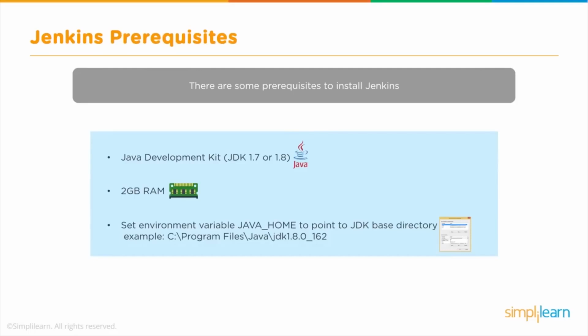Alright, so the prerequisites for running Jenkins. As I mentioned earlier, Jenkins is nothing but a simple web application that's written in Java. So all that it needs is Java, preferably JDK 1.7 or 1.8. 2 GB RAM is the recommended RAM for running Jenkins. And also, like any other open source toolset, when you install JDK, ensure that you set the environment variable JAVA_HOME to point to the right directory.